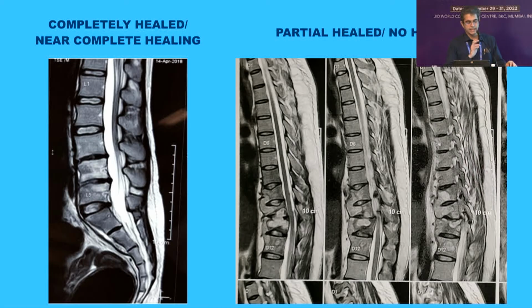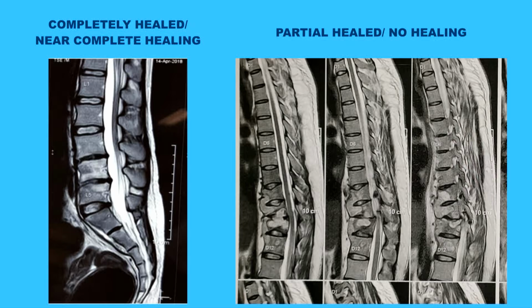Now what are the disease characteristics? Generally we spoke to the MRI doctors, and there were classically 4 types of disease characteristics which they reported to us. These 4 were divided into 2 groups. One showed completely healed on MRI spine, and the second was near complete healing. So these were the patients who were doing good, they were responding. Whereas the other extreme group was partially healed and no healing seen.